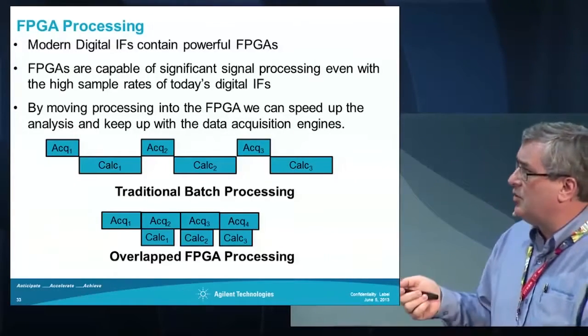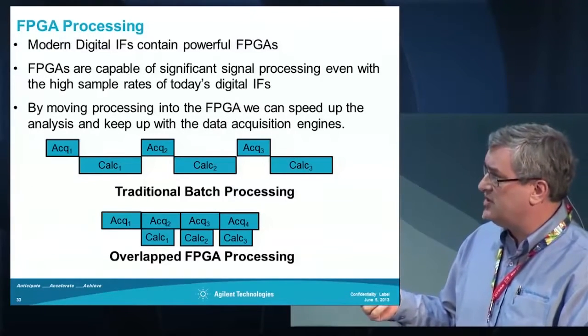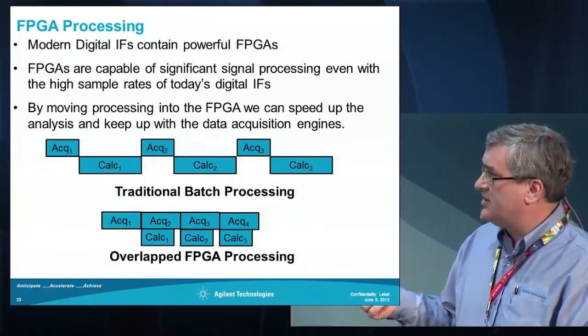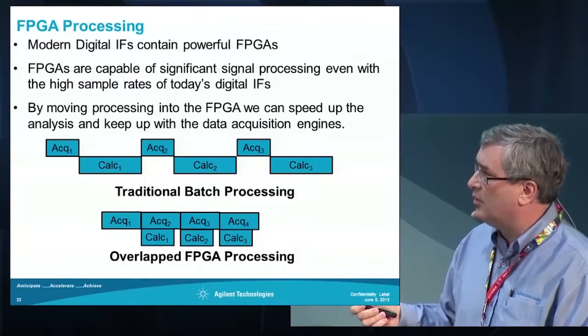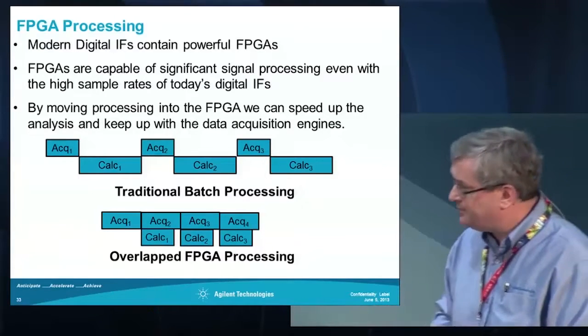So if you look at the measurement loop of a classic spectrum analyzer, it does something like this. It acquires a bunch of data, then it stops acquiring, starts calculating data. Acquires more data, calculates data. Acquires more data, calculates data. So anything that's going on in the RF spectrum between these times here, we're blind to, we do not see. That's what we refer to as batch processing.